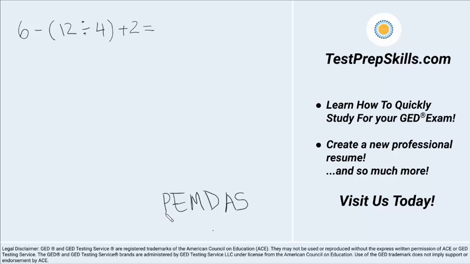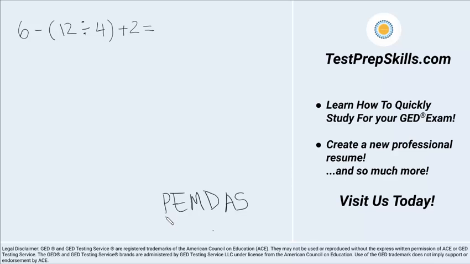So the P stands for parentheses or brackets, the E stands for exponents, the M stands for multiplication, the D is division, the A is addition, and the S is subtraction. Now, an important thing we need to remember is that when we solve a math problem, we move from left to right.